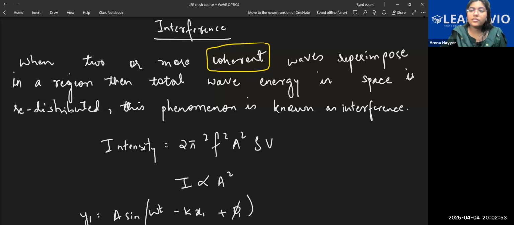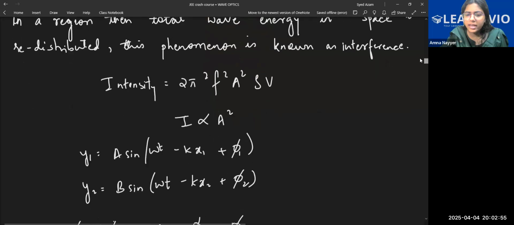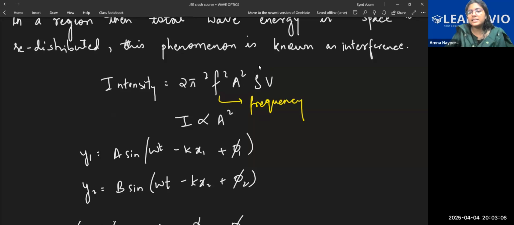Now there's a formula of intensity which is very important. Intensity is 2 pi square f square a square rho v. What is f? f is the frequency. a is the amplitude. Rho is the density. v is the velocity. This is an important formula. Directly formula-based questions have come from this. Then intensity is directly proportional to the square of the amplitude. I is directly proportional to a square.